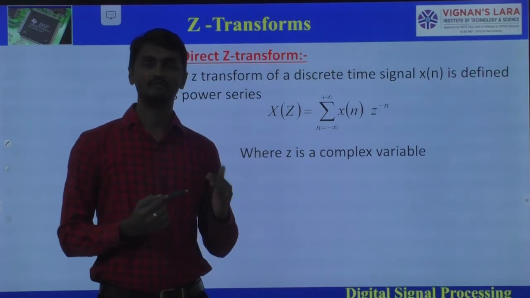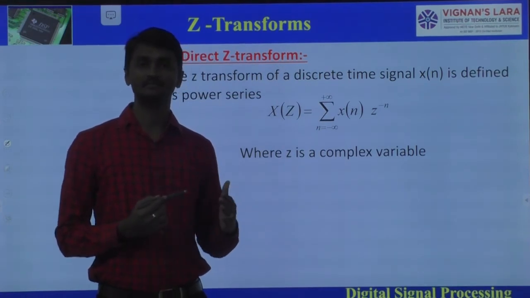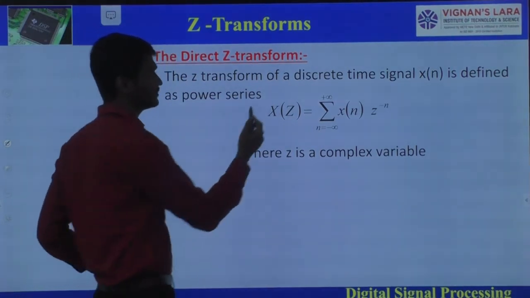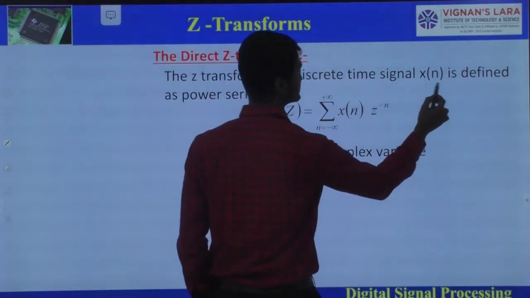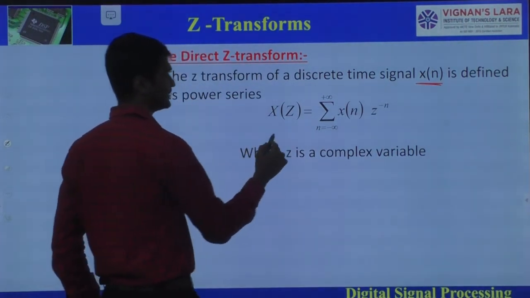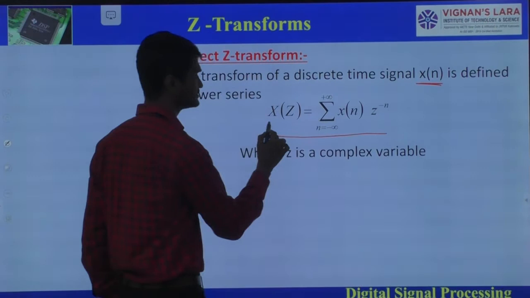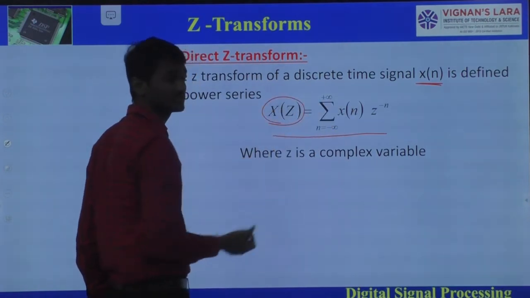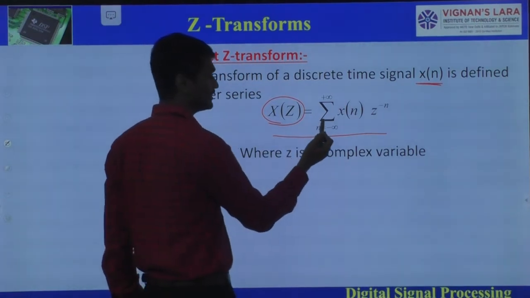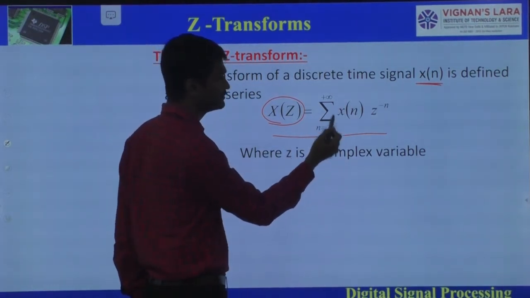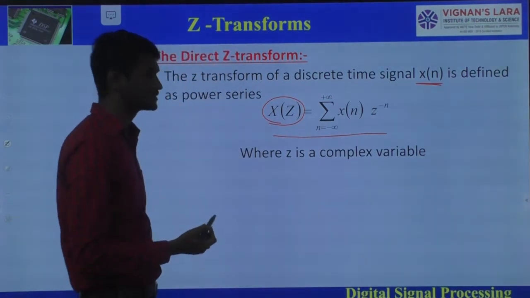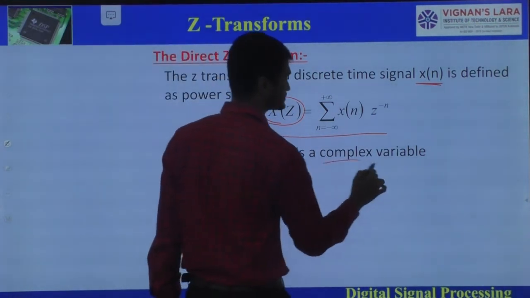It is a powerful mathematical tool to analyze discrete time signals. The Z transform of a discrete time signal x of n is defined in the form of a power series, that is x of z. It is defined as x of z is equal to sigma n equals minus infinity to plus infinity x of n z power minus n, where z is a complex variable.